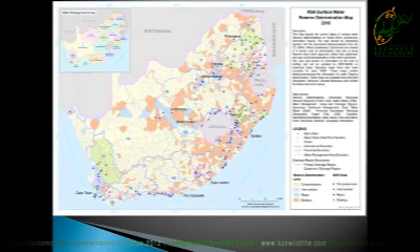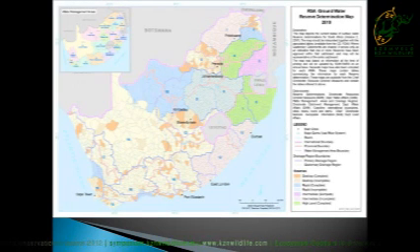That's the surface water. Similarly, the situation with groundwater. Again, the green is the one where there has been a comprehensive determination, but you can see there for most of the country it hasn't been done.